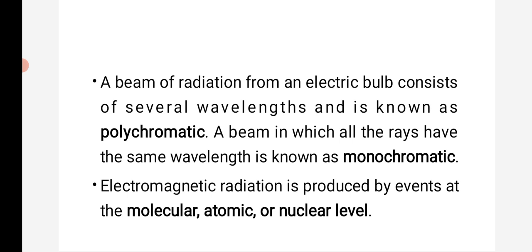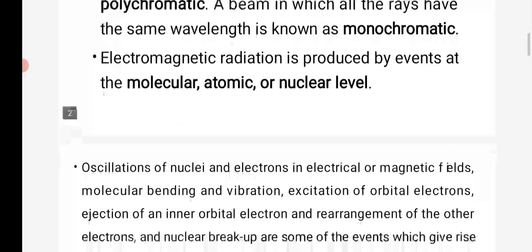The next one: how is electromagnetic radiation produced? Here, electromagnetic radiation is produced by events at the molecular, atomic or nuclear level. We know about atoms, molecules as well as the nucleus. So this type of level produces electromagnetic radiation.